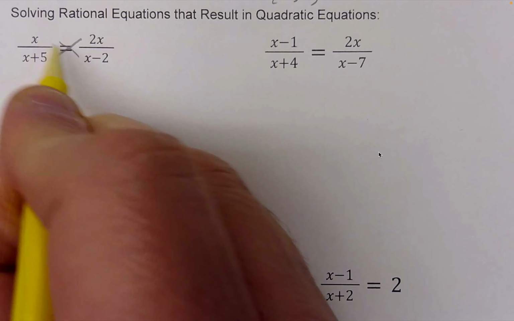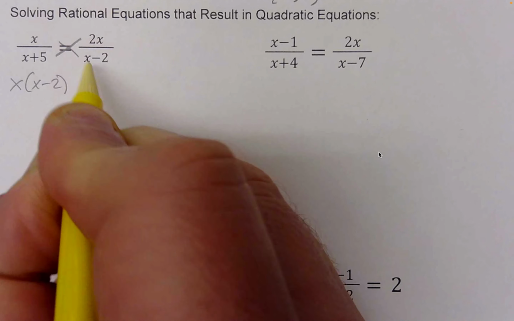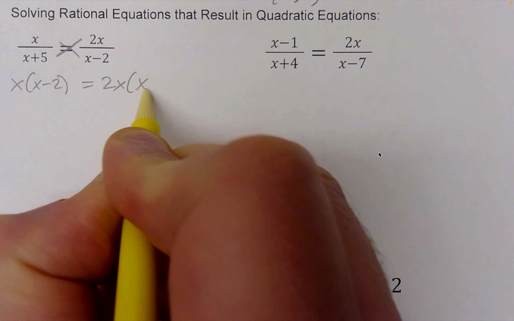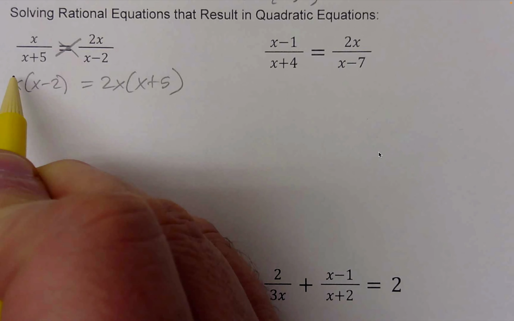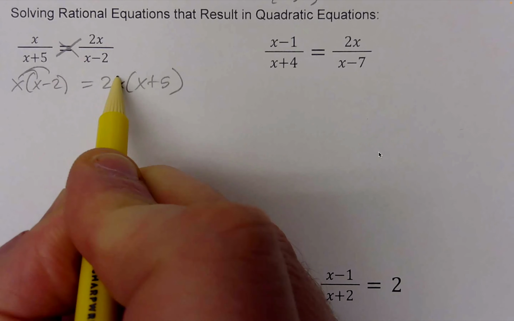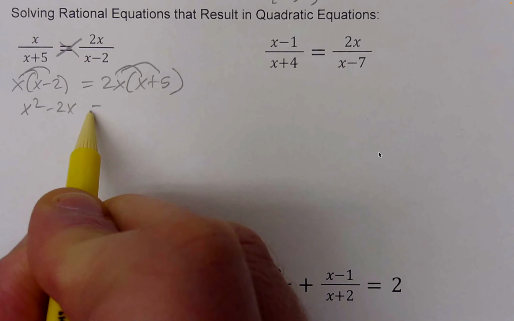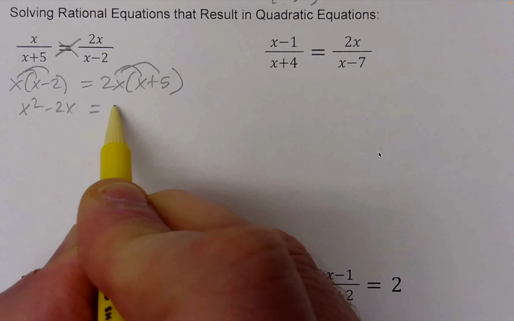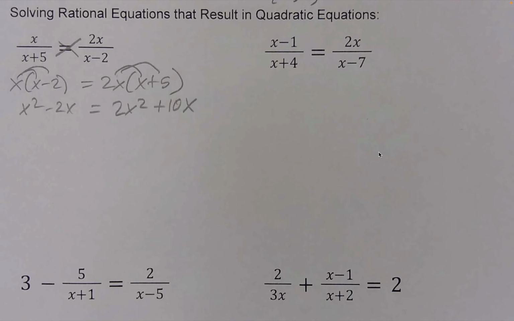So we'll get x times x minus 2 equals 2x times x plus 5, right? And then we're going to distribute on both sides. So we'll get x squared minus 2x on that side, 2x squared plus 10x on this side.